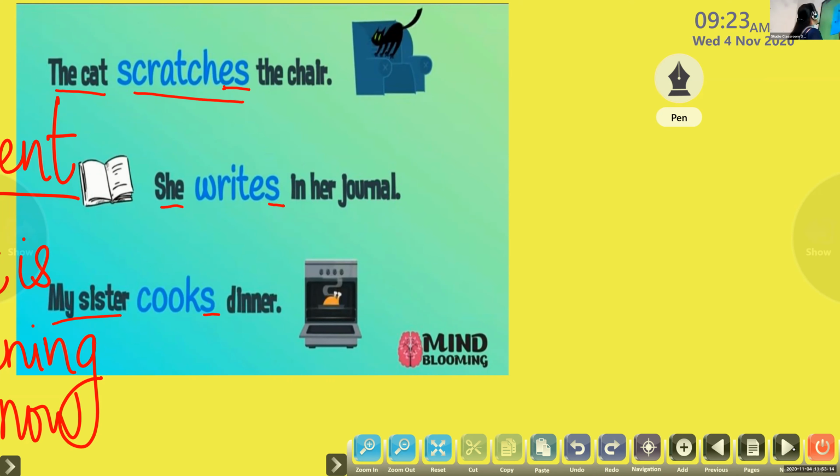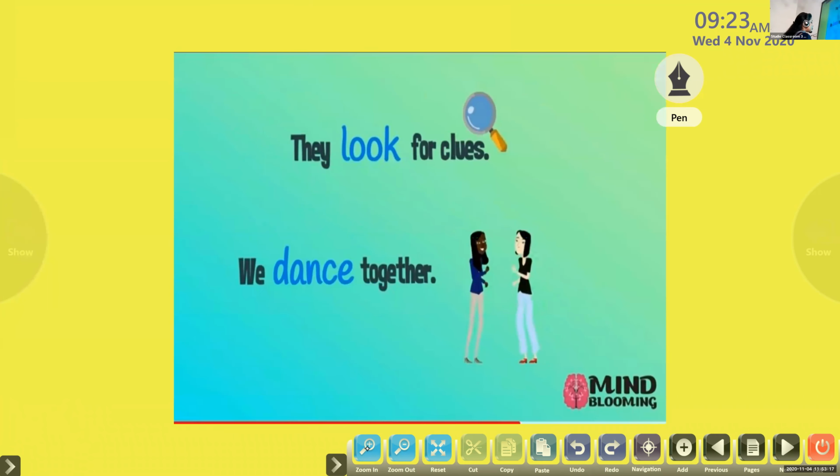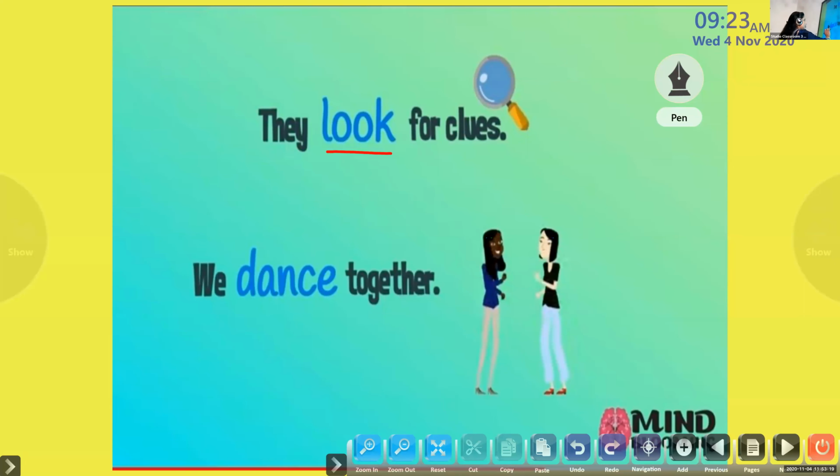If the subject is plural, what do we do, children? If the subject is plural, keep the verb as it is. Have you understood? They look for clues. We dance together. So this is the present tense form of writing the verb. Is that clear? Clear to all of you? While we write the present tense form of the verb, we have to check the subject. If the subject is singular, add s or es. If the subject is plural, keep the verb as it is. So, they look for clues. You must have studied this in your grade 2 class.